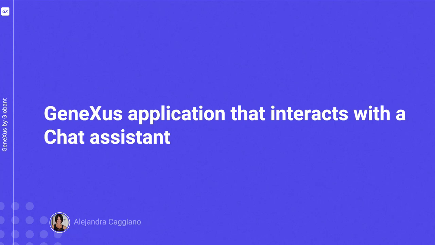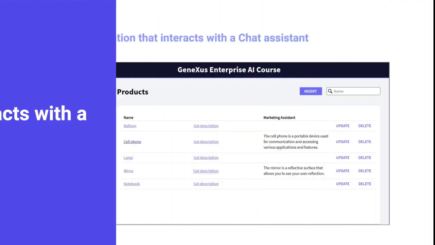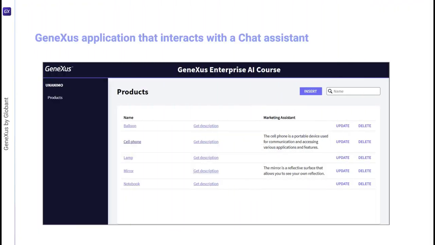At this point, we already know how to interact with GeneXus Enterprise AI. We know its back office and front end, and we know how to create assistants and test them, either by editing the prompt, through the playground, or via API. Now let's see an example of how to interact with our assistants from a GeneXus knowledge base.